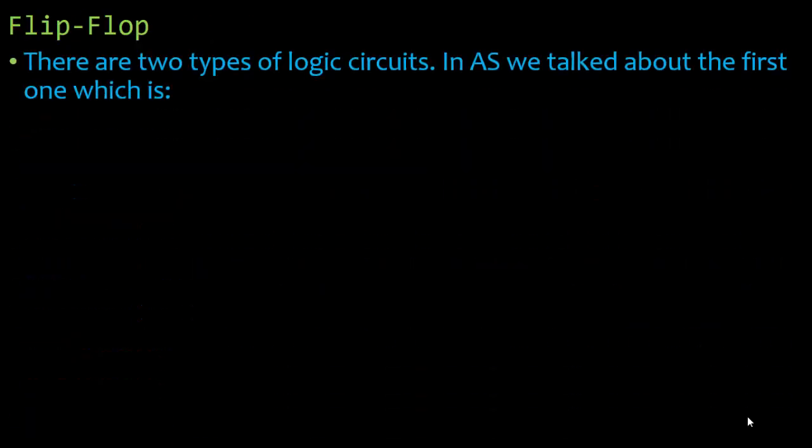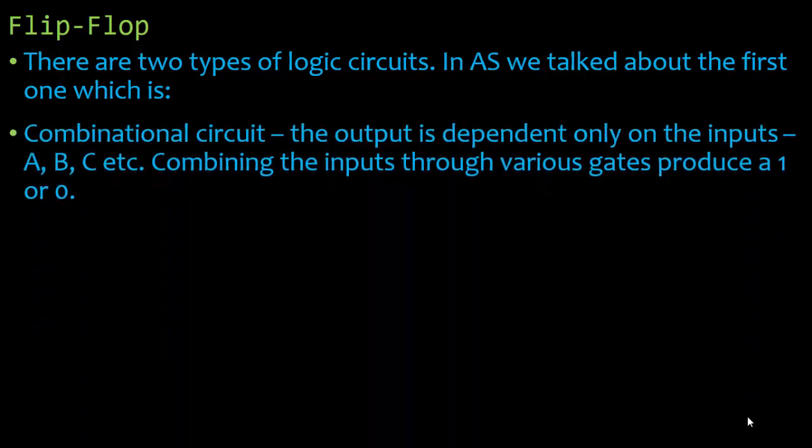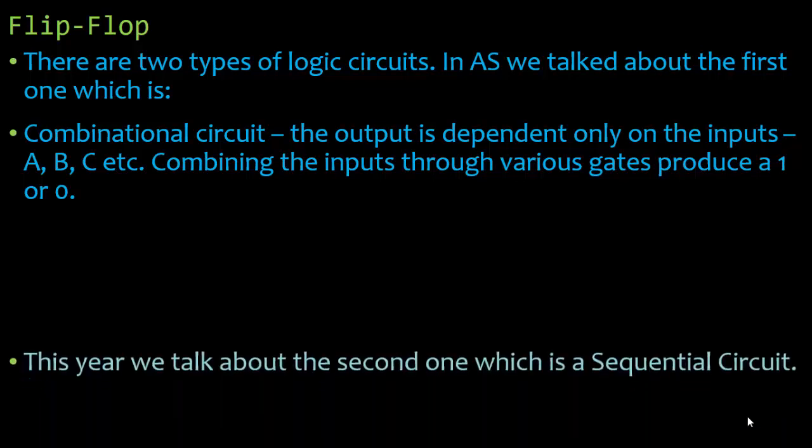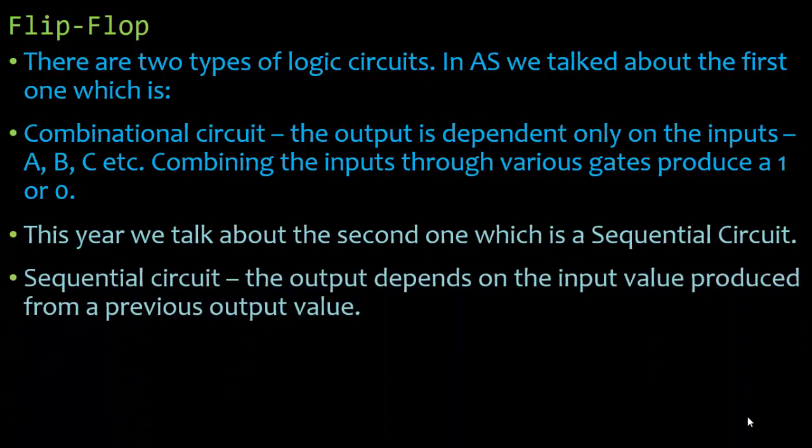So what is a flip-flop? Well, there's two types of logic circuits. Now in AS, we talked about the first one, which is known as a combinational circuit. The output is dependent only on the inputs. You have the inputs A, B, C, whatever they may be. You combine them, you throw them through some gates, and you get a 1 or a 0. Now this year in A-level, we talk about what is known as a sequential circuit, which is the second one. The output depends on the input value produced from a previous output value.